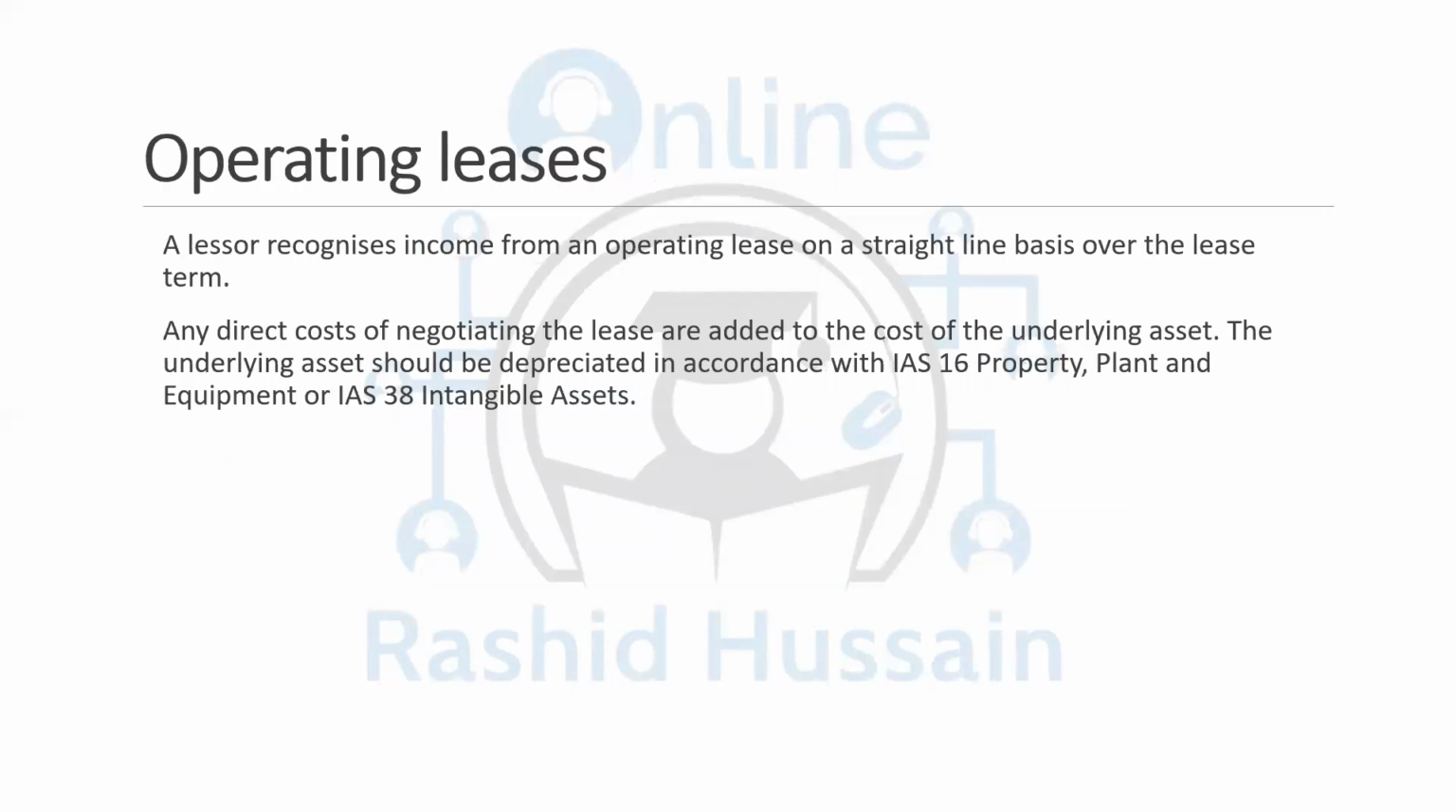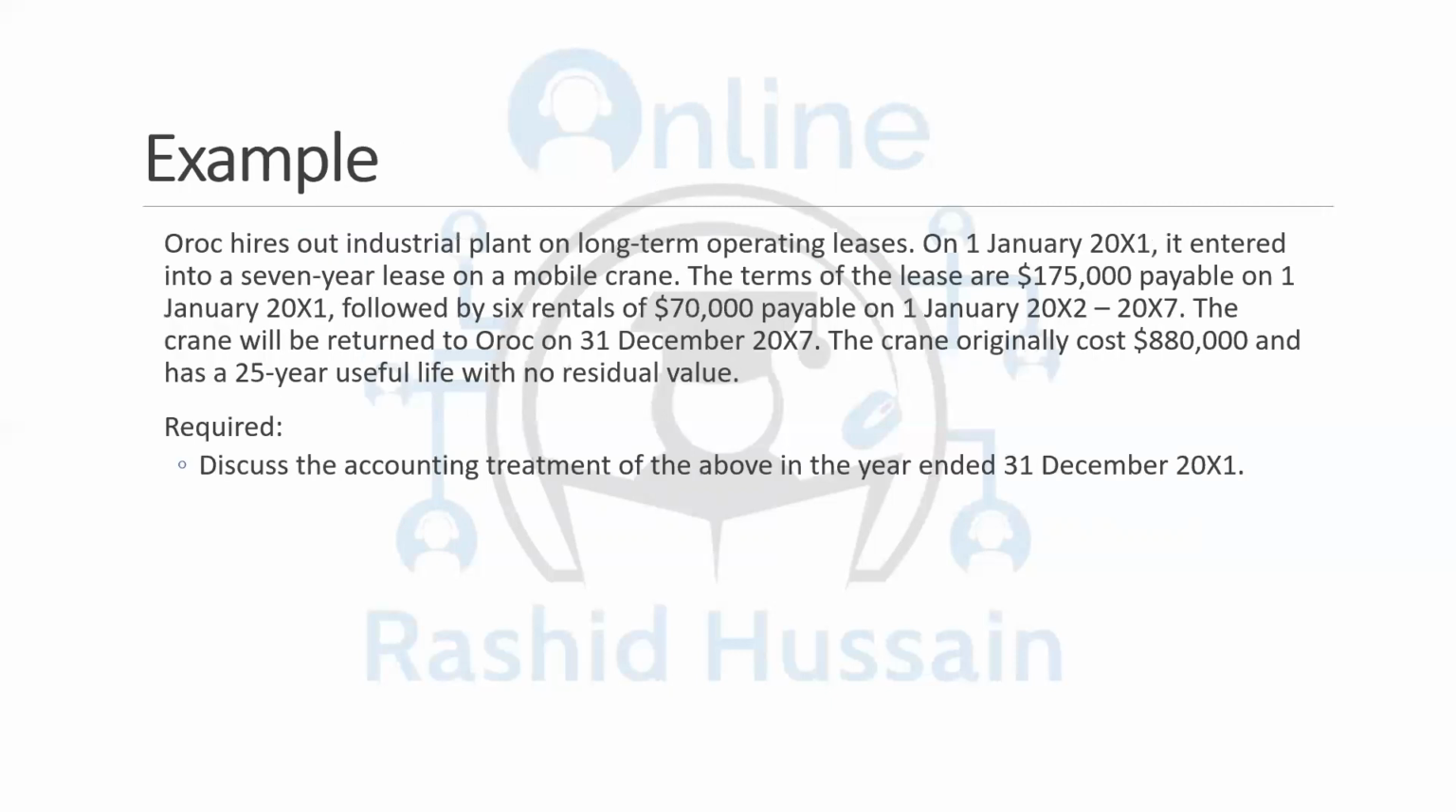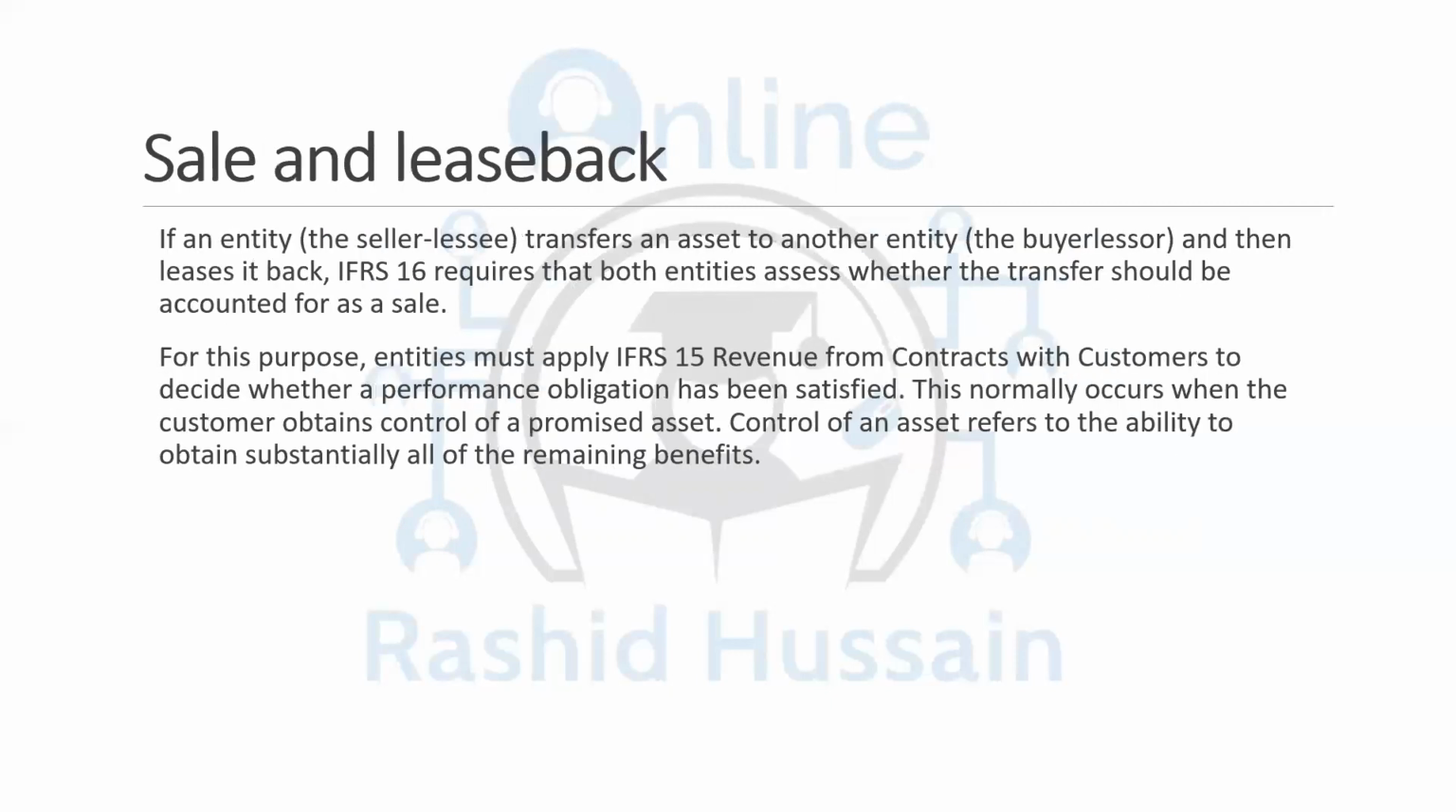And then operating lease is the same because the lessor still has the control of the asset. So the lessor should be recording the asset within their books, and it is not the asset of the lessee. And the lessor recognizes income on the straight line basis, the same way that income should be recorded in the period to which it relates. So every year they will be recording the income accordingly.